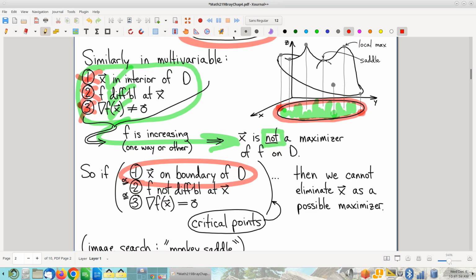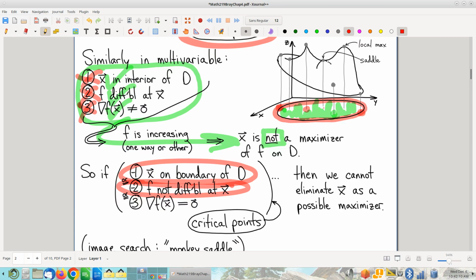My argument fails. I can't say that I know for sure what's going on at this point, because my argument implies being able to move in the direction of the gradient. I don't know which direction the gradient is pointing here. I might not be allowed to go in that direction because I'm on the boundary. So my argument fails. Likewise, points where there's a differentiability issue, like that one. If I can't use the gradient, then I can't draw any conclusions. I can't eliminate that point.